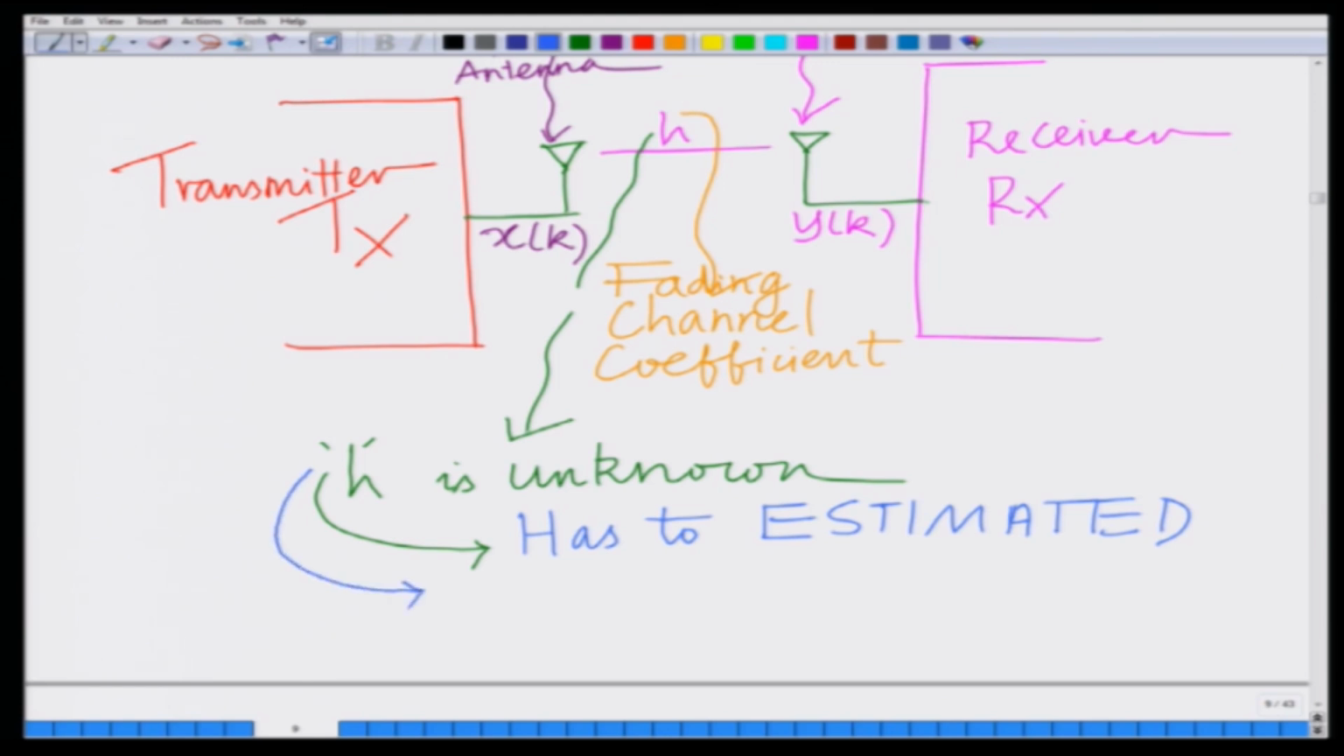The process of estimation of h is termed as channel estimation. Let me write it out clearly. The process of estimating this channel coefficient h is termed as channel estimation. That is, the scheme for estimating this unknown channel coefficient h, so that communication can take place between the transmitter and the receiver. This process is known as channel estimation.